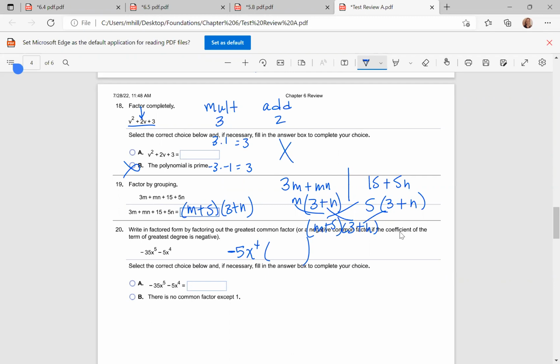So negative 5 will go into negative 35. What you would type in your calculator is negative 35 divided by negative 5, and you would get 7. If I take x to the 4th out of x to the 5th, I still have an x. Negative 5 divided by negative 5 gives me positive 1. If I take x to the 4th out of x to the 4th, I wouldn't have any x's left. And so the final answer is negative 5x to the 4th times 7x plus 1. And so that is a test review for chapter 6.